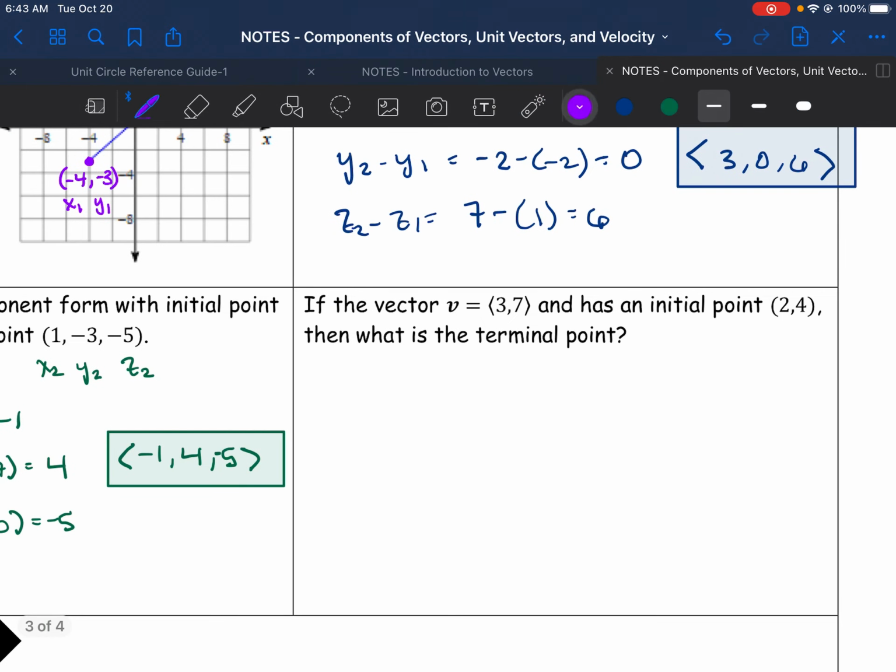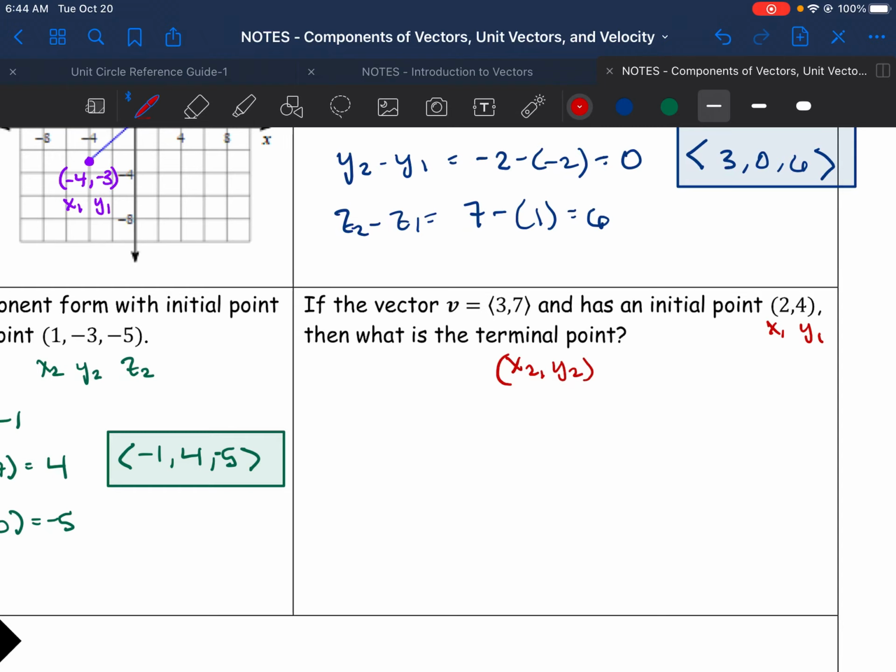All right, in our next example problem, if the vector v equals <3, 7> and has an initial point (2, 4), then what is the terminal point? Well, the terminal point, again, is going to be x2, y2. That's the point we're looking for. And we already know the initial point, x1, y1, is (2, 4), and that the resultant vector is <3, 7>.